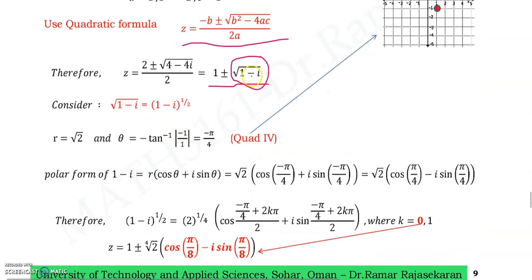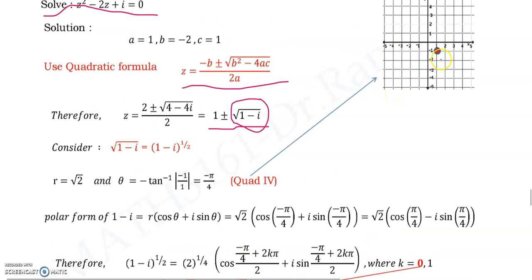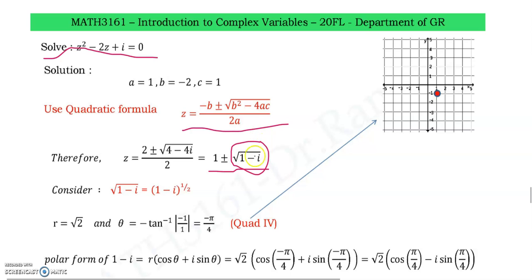Okay, so now what is the complex number? 1 minus i. Here how to find r and theta? We know that r is equal to square root of 2, because here a is 1, b is minus 1, so square root of 2. Theta, how to find theta? That is in quadrant 4. Theta is in quadrant 4, because here 1, minus 1 lies in quadrant 4.